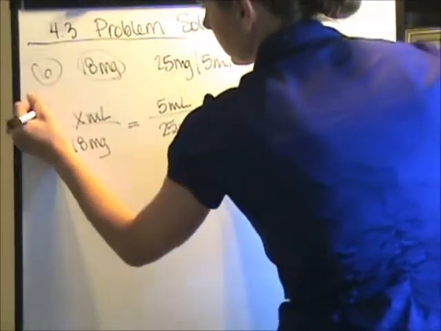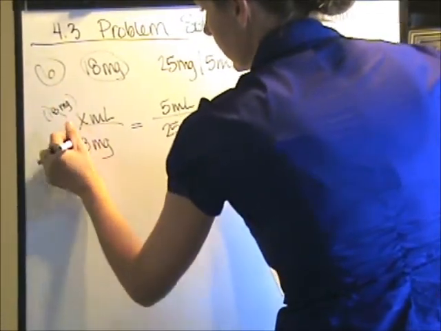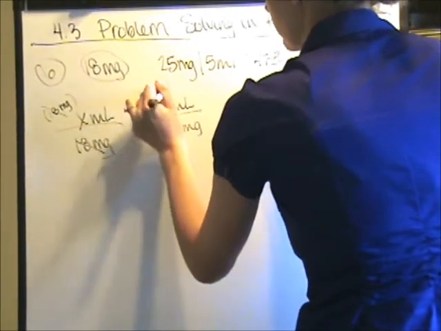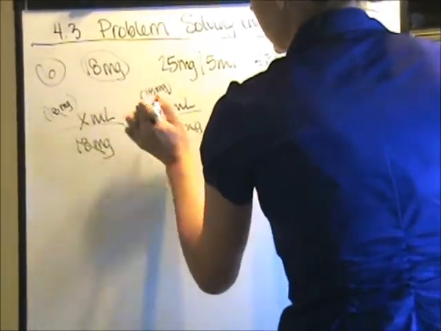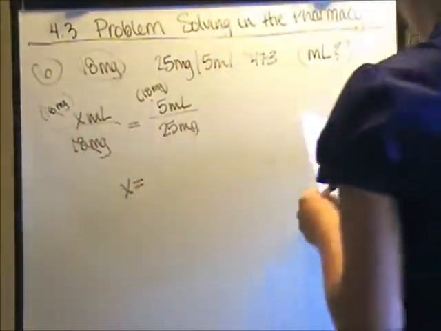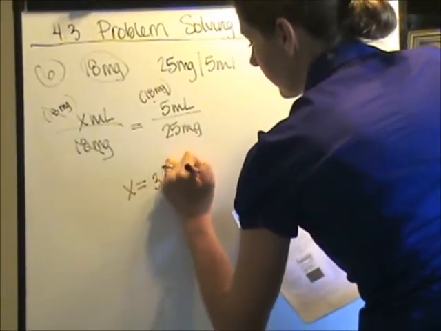We'll go ahead and isolate X by multiplying. This cancels out. The milligrams are going to cancel out. We're going to take 18 times 5 and divide that by 25. And that is going to come to 3.6 ml.